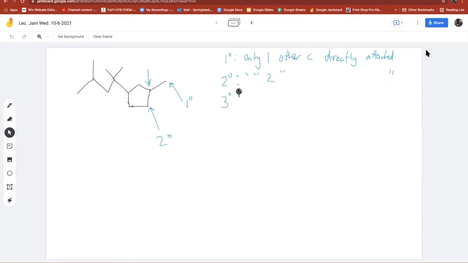Tertiary, right? Only 3 other carbons directly attached to you, tertiary. And then this one right here, what is that one? Quaternary, yep. I shouldn't say only, I should just say 4. All right, so 4 other carbons attached to you.